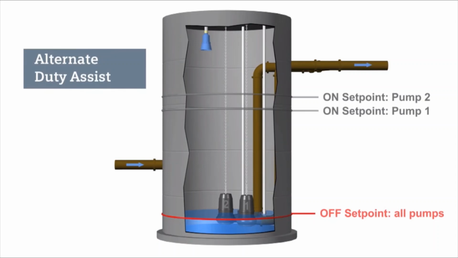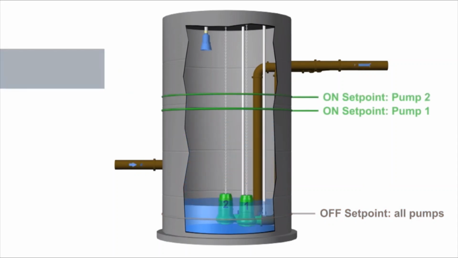In the alternate duty assist application, as the liquid level rises, it turns on pump 1, and if it continues to rise, pump 2 will assist. These pumps switch as the liquid level lowers to the offset point, and now it is pump 2 that is the primary pump, and pump 1 will assist if the level continues to go above. The pumps continue to rotate back and forth to ensure that the load is shared between them.